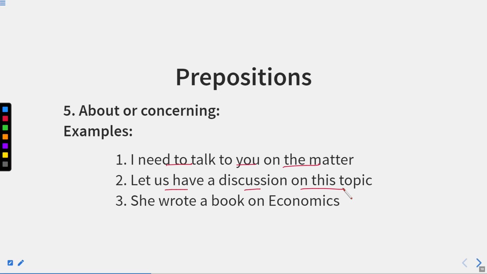She wrote a book on economics. Now, of course, she's not writing it by sitting on economics. Obviously, she has written a book on economics. It means on the part of economics, or you can say something about economics. Whatever knowledge she had about economics, she had written a book on economics. So, book on economics means book about economics.